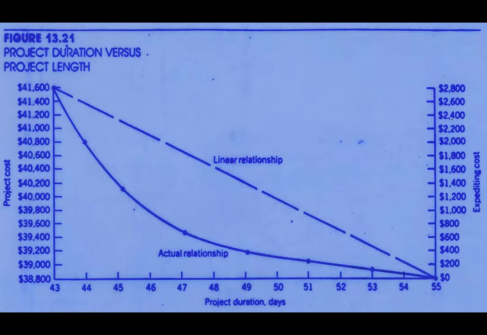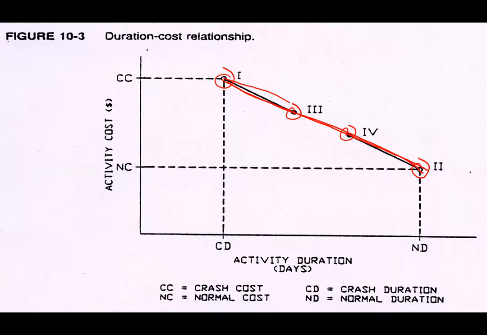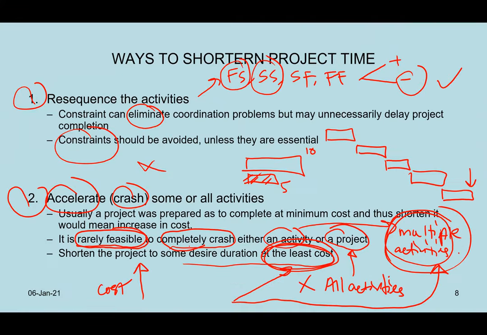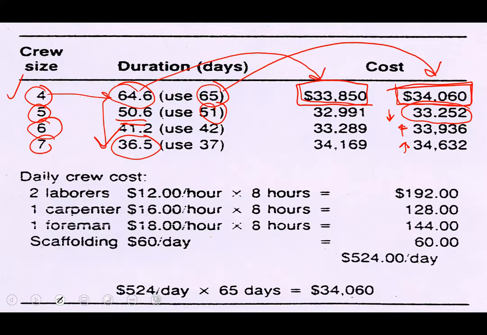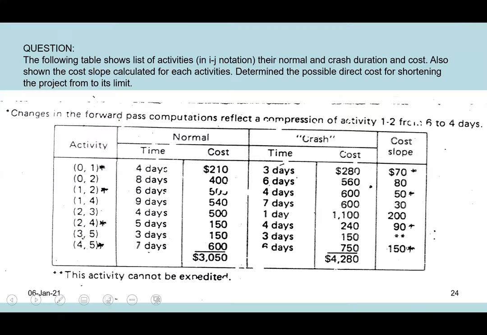If we do this exercise, this project's original duration is 55 days and the original cost is 38,800. If you do that step by step, cycle by cycle, you notice that the graph is basically a curve. This curve graph is the one that I already showed you at the beginning of the class. This one is also a curve, and this one. You see the curve exactly as being shown in this diagram.